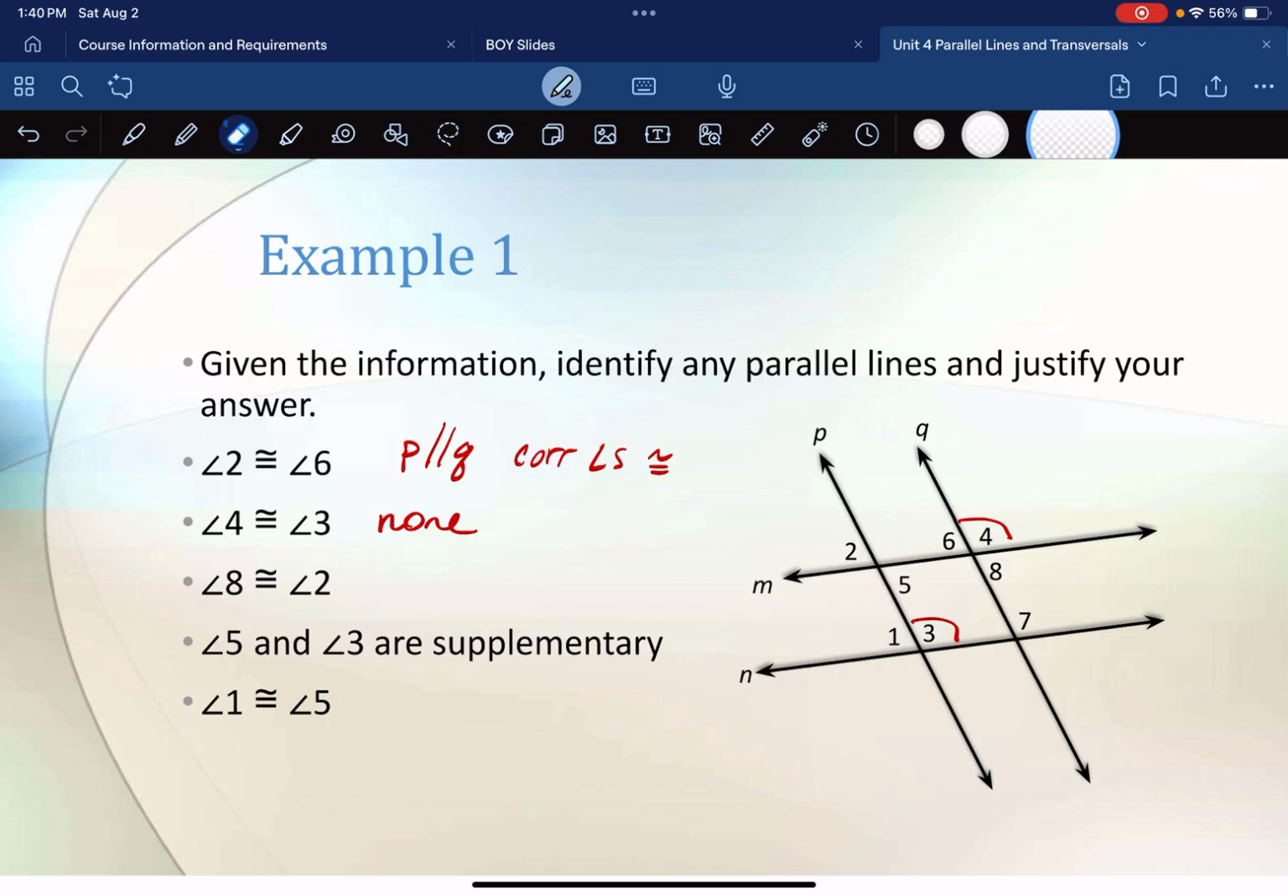How about 8 and 2? They have a transversal, which is M, and so the two parallel lines are going to be P and Q. What kind of angle pair are 8 and 2? They are exterior. They're on the outsides of P and Q, and they are alternating across M. That makes them alternate exteriors. And so, again, line P is going to be parallel to line Q because alternate exterior angles are congruent.